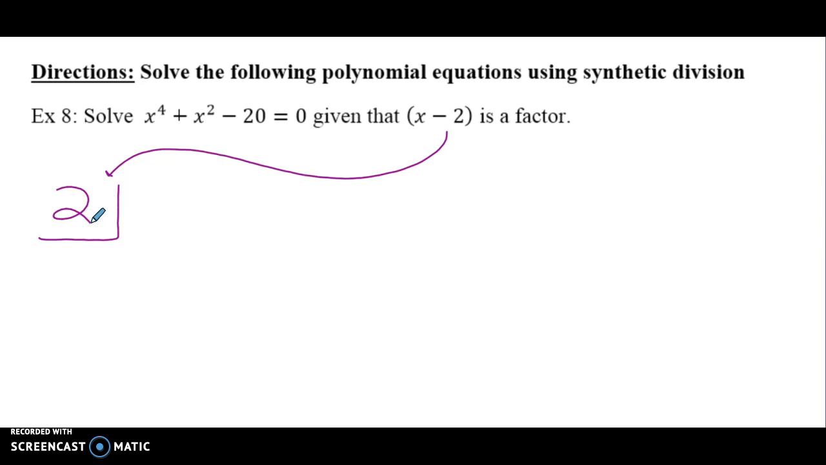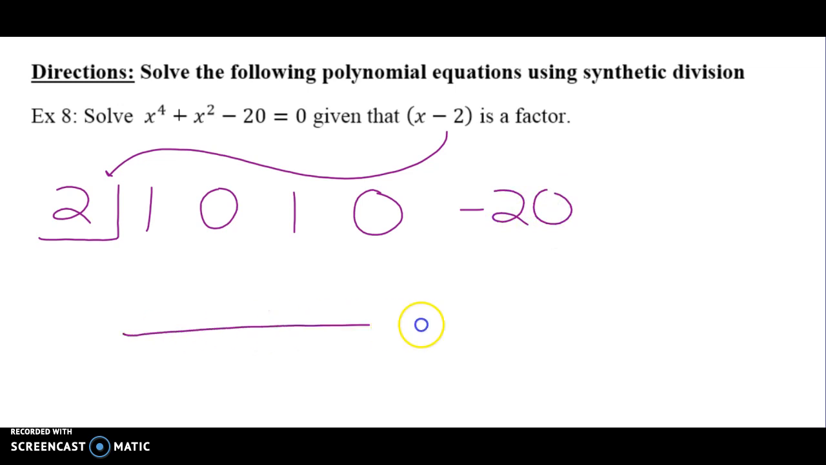So what's my first coefficient? 1, and then a 0. And a 1, and then a 1, -20, and then a 0. Oh, 0, you're screwing me up. Yeah, we're missing the x cubed and the x.